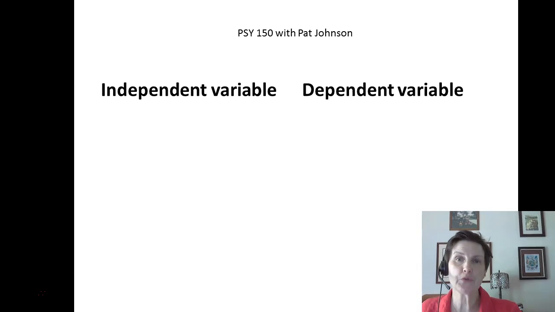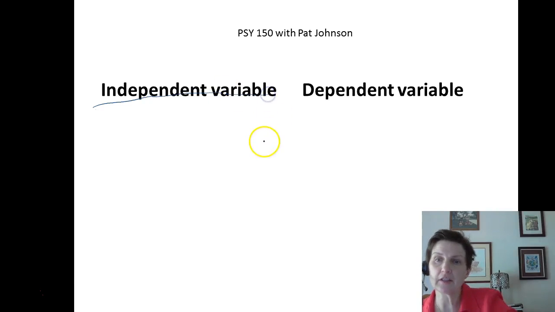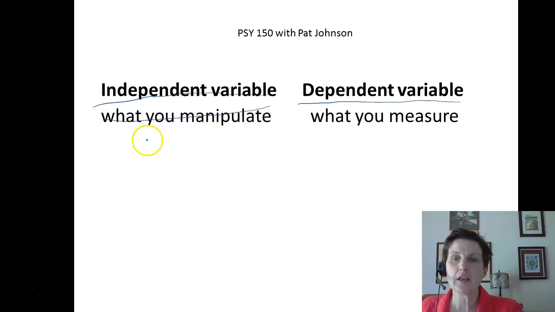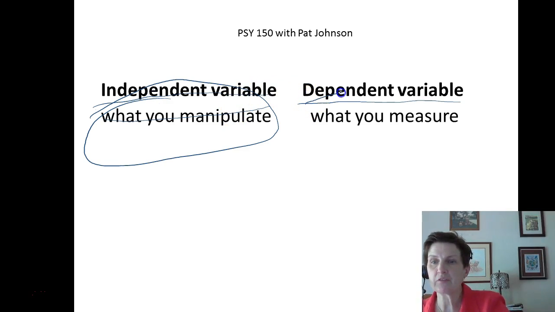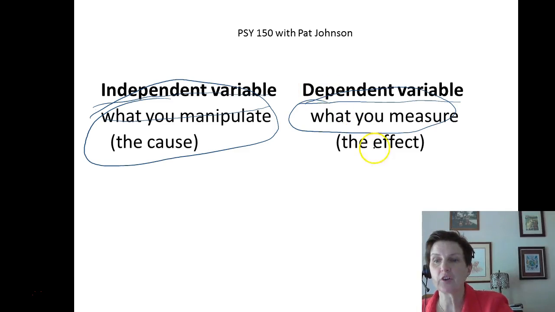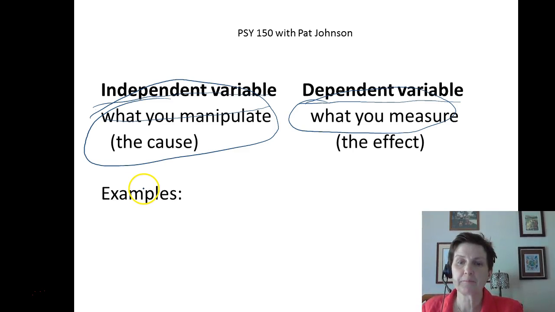Now, I've been talking about two variables in an experiment, and we have fancy terms for those. They're called the independent variable and the dependent variable. So don't let these two terms confuse you. They're actually fairly easy to understand. The independent variable is what we manipulate, and the dependent variable is what we measure. In other words, the independent variable is what is thought to be the cause, and the dependent variable is what is thought to be the effect. So let's go back to our example.